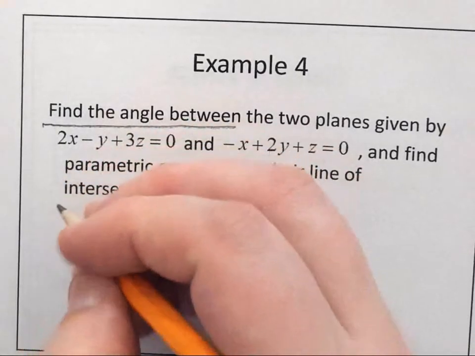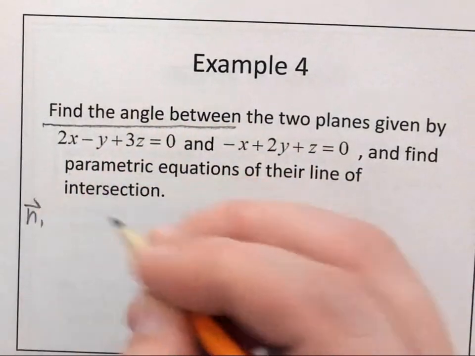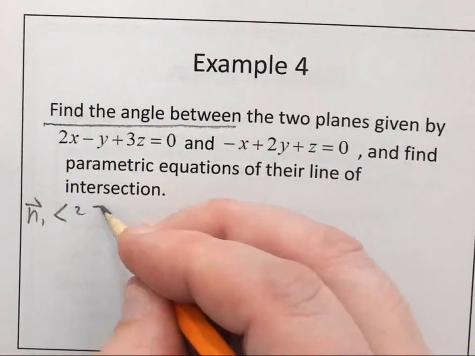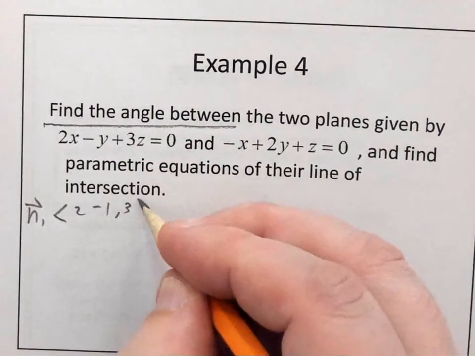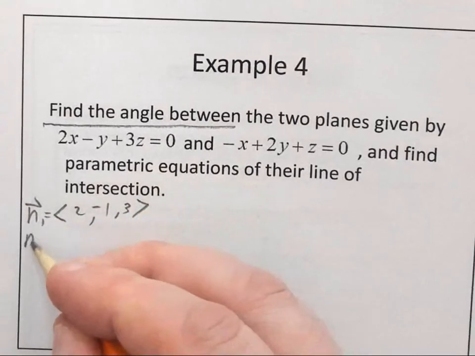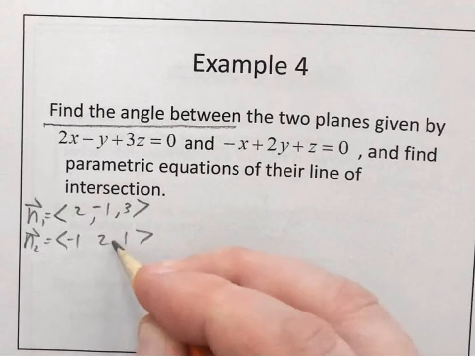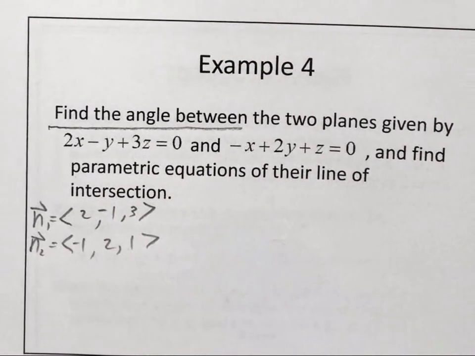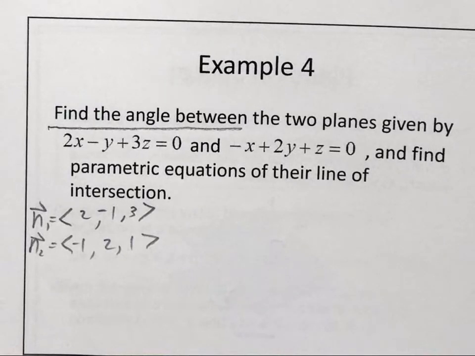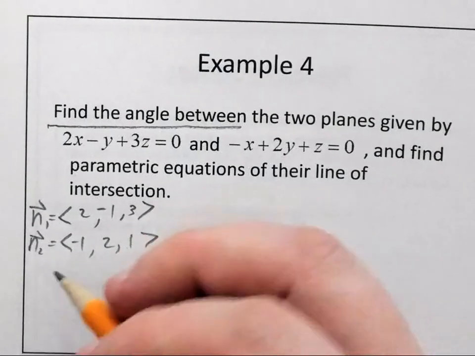So the normal vectors for this first one here is going to be what? 2, negative 1, 3. And for the second one? Negative 1, 2, and 1. Okay? So those are my two normal vectors. So first off, are they parallel? No. If they're parallel, there would be some multiplier to take you from n1 to n2. So they're not parallel.